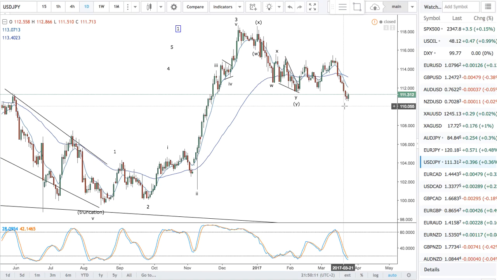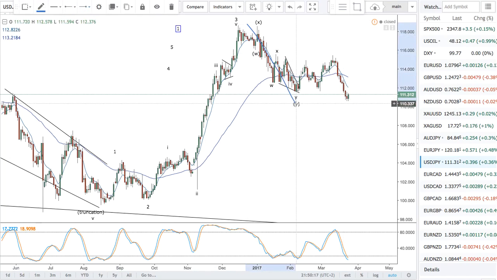Now what this looks like to me right now is a 3-wave move. It started very choppy, another 3-wave move followed, and I'm going to see if we can find a low in here, 110 to 109, for another move up.